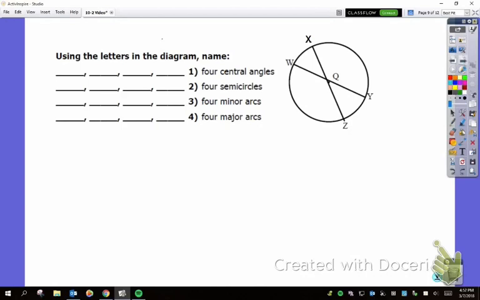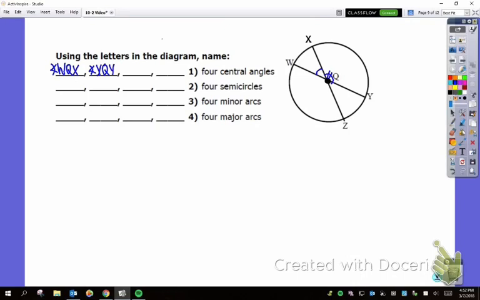So here we go. On this first one, we are looking at the central angles. Remember, central angles are named with 3 letters, and the center point has to be in the middle. So first one we could have is WQX, this one right here, and we would say angle WQX. Okay, then we're just going to work our way around the circle. So our next one would be starting with X, then we got Q, and we're ending with Y.